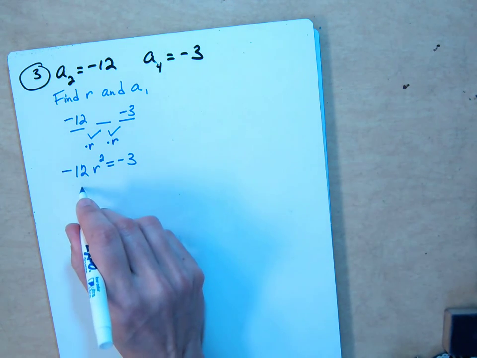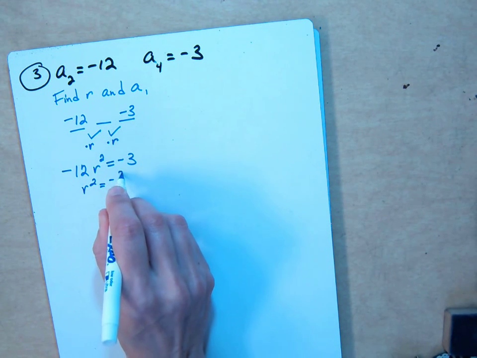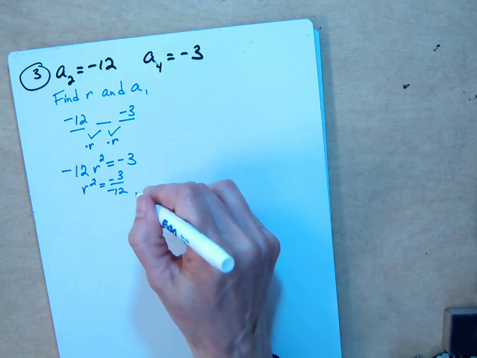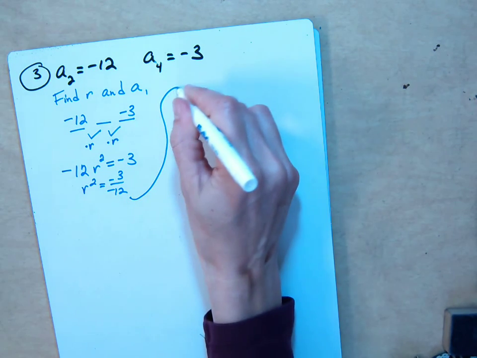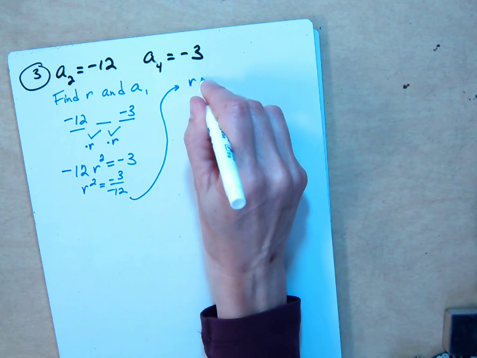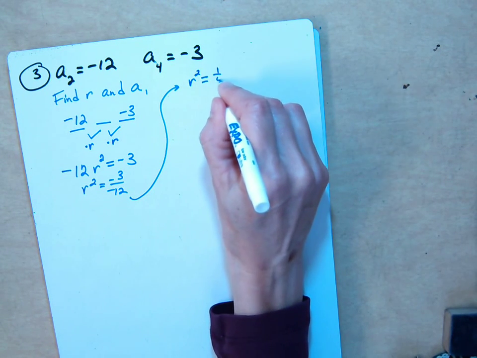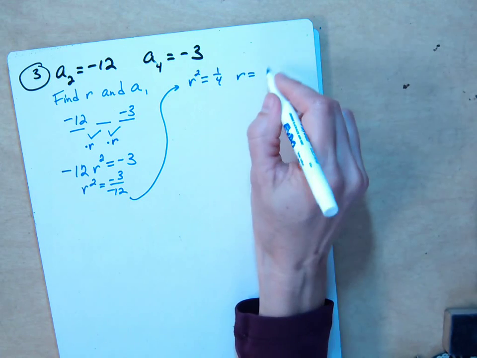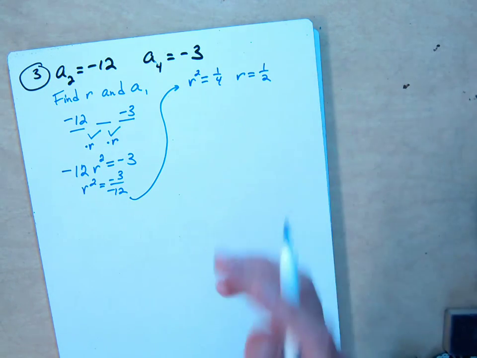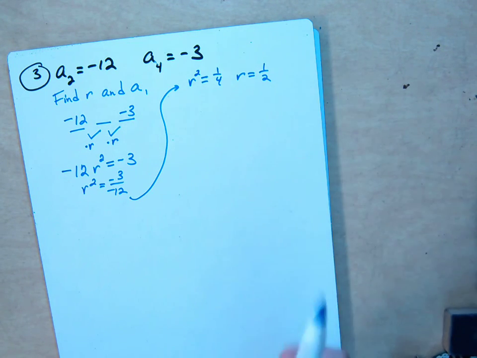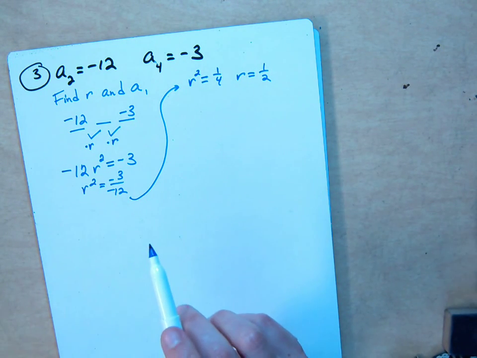So all I have to do is solve this. R squared is negative 3 over negative 12. Divide both sides by negative 12. I'm just going to write over here. And then take the square root. This is 1/4, right? So r squared equals 1/4, or r is the square root, which is 1/2. Yes, plus or minus, but the minus version doesn't help us, so we just stick with r as a half, because that's what works.